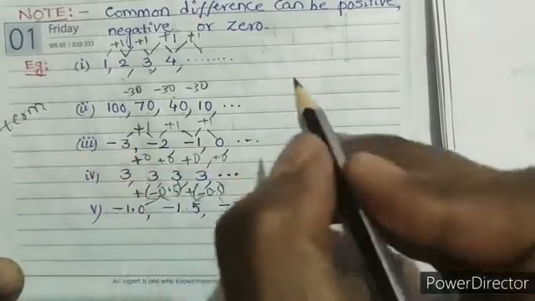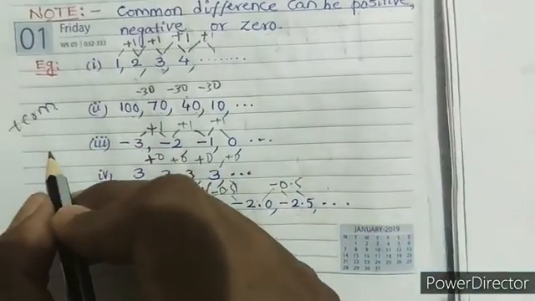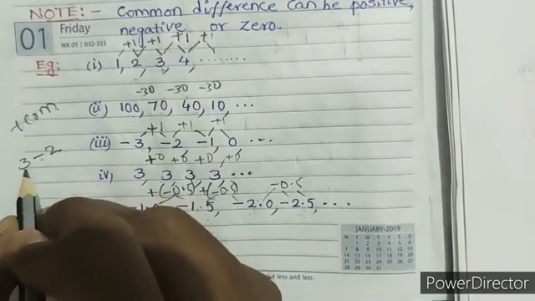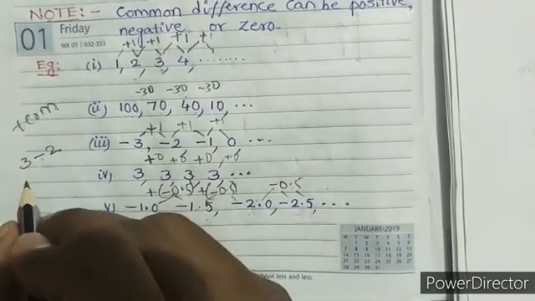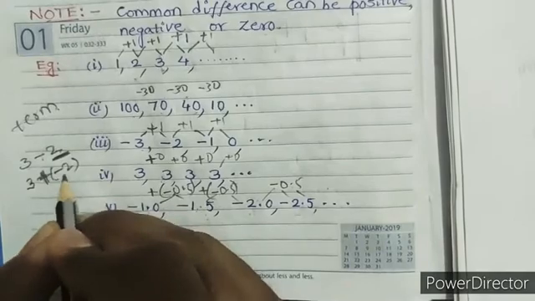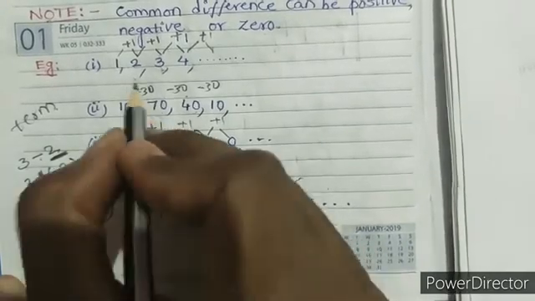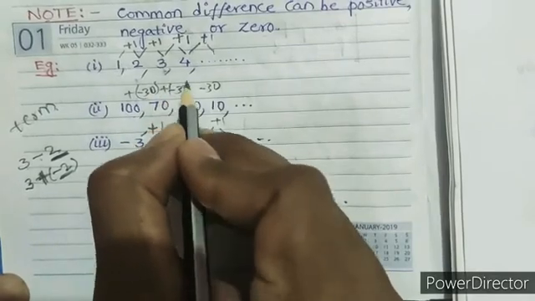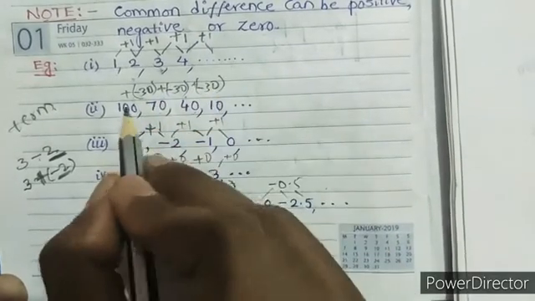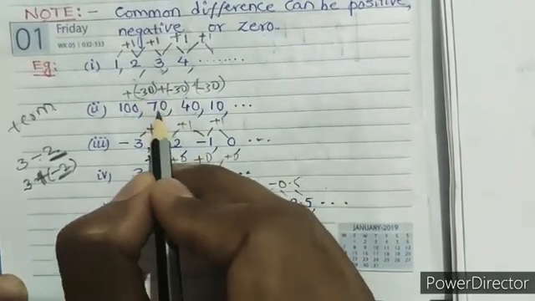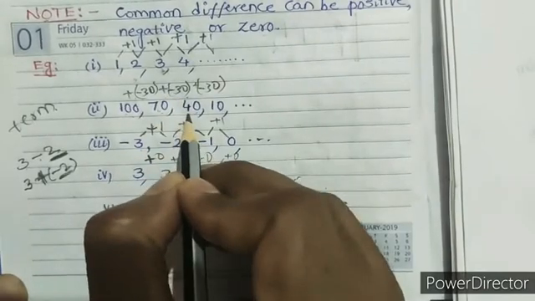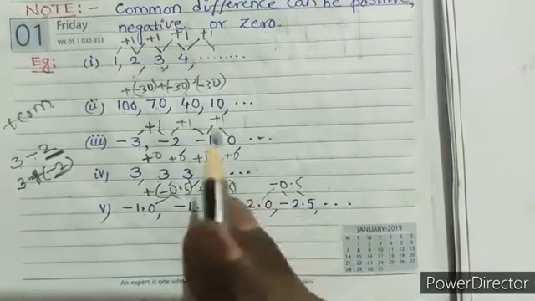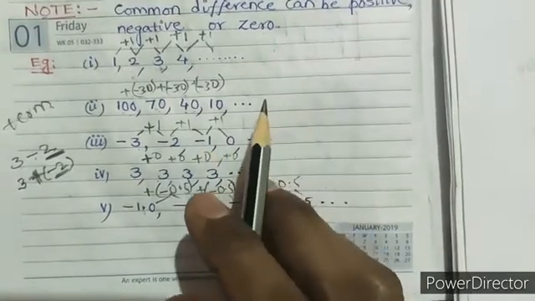For example, let us see 3 minus 2, we are subtracting 2 from 3. So 3 minus 2 is the same as adding the negative number. Same here also, subtracting is nothing but adding a negative number. So 100 plus of minus 30 will give 70, 70 plus of minus 30 will give 40, 40 plus of minus 30 will give 10. Likewise we can develop the list of numbers.